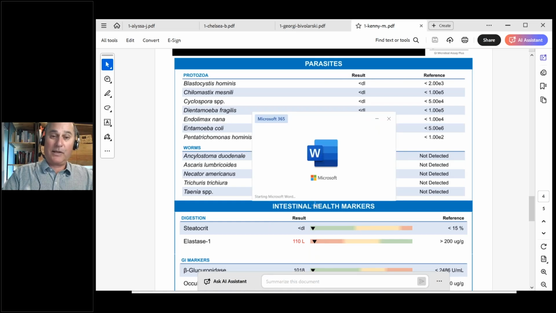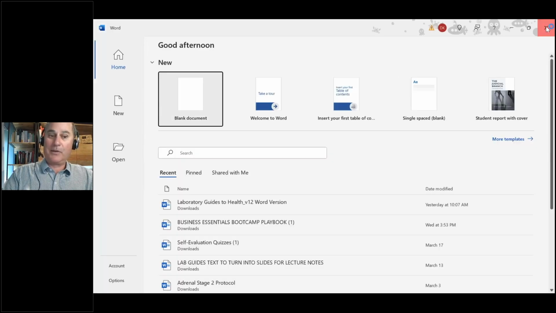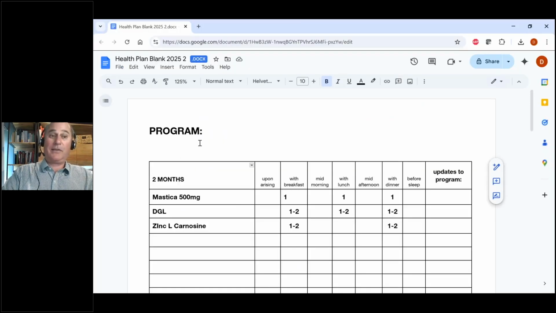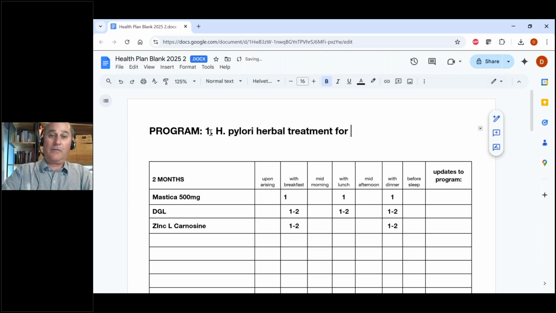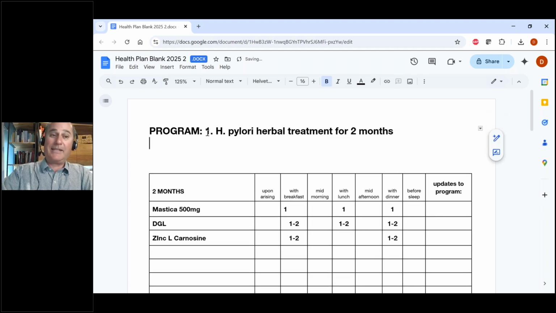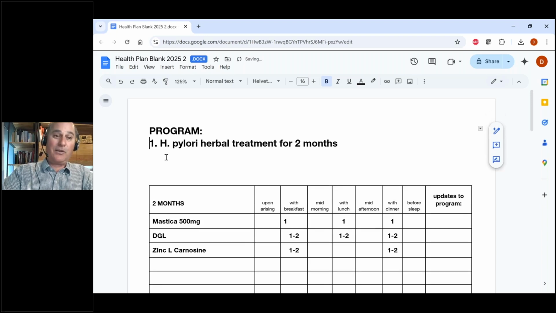So let me show you what the protocol looked like. Whoops, sorry, I hit the wrong button there. Well, we already talked about the H. pylori protocol, but let's just write it out here. So one would be H. pylori herbal treatment for 2 months. If they need a break, give them a break. But then when that is done, then we're going to do the anti-parasitic protocol.